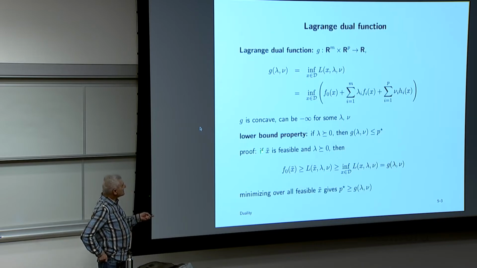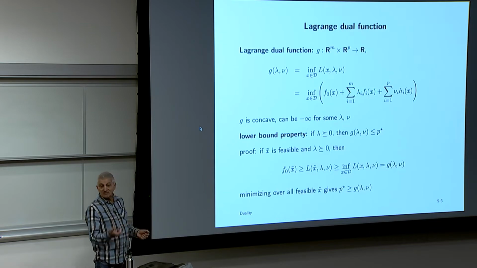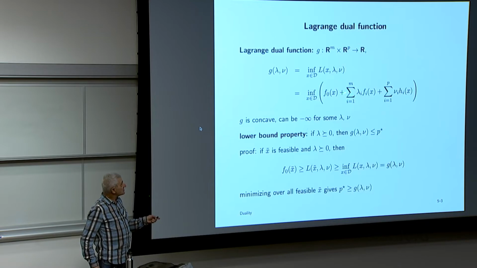Well, suppose x tilde is feasible. If x tilde is feasible, then the fi of x tilde are all non-positive, right? The equality terms are all 0, so that term just goes away. The lambda i's, I'm going to assume, the prices, are non-negative. The fi of x are less than or equal to 0 because it's feasible, so this term is less than or equal to 0.